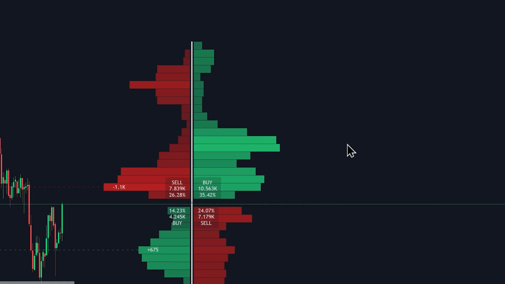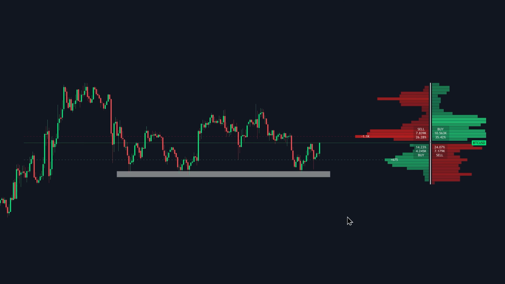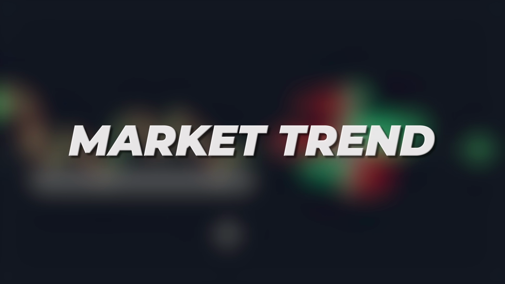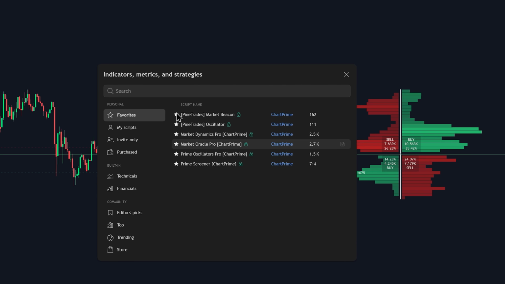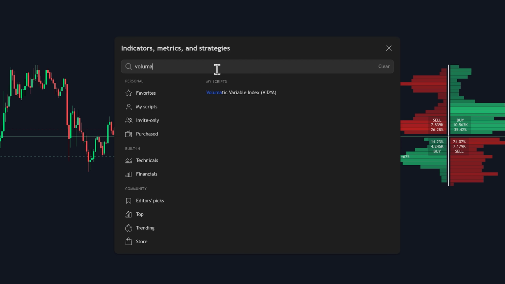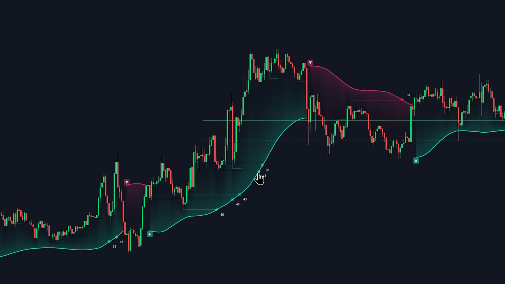Now, to trade with this strategy, we also need to add an indicator to identify the market trend, just in case it becomes subjective or tough to rely on trend lines alone. To add our trend indicator, you want to go to the indicator search tab and type in variable index dynamic average, this one by Big Beluga. Once added, you want to double click on it to open the settings.